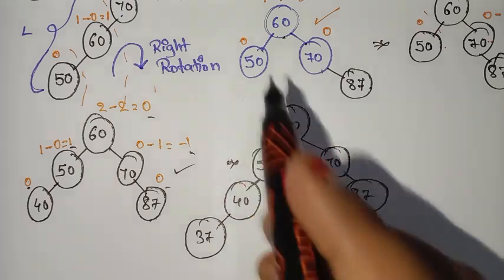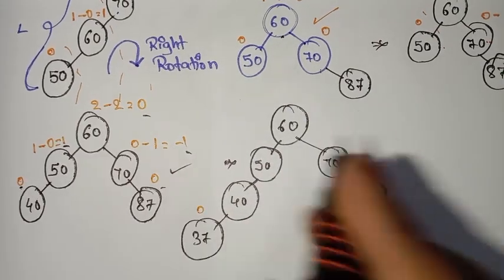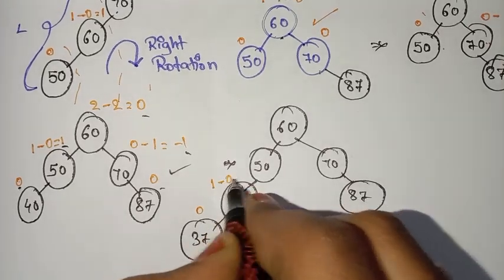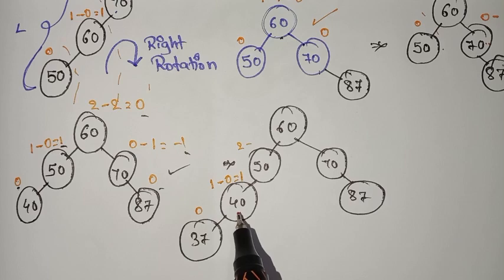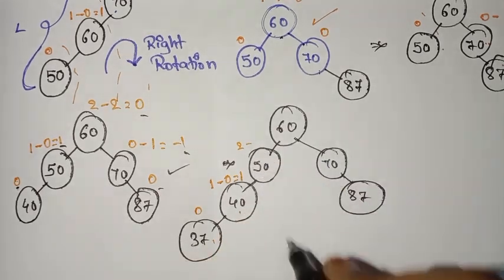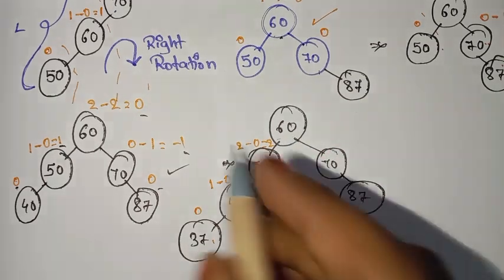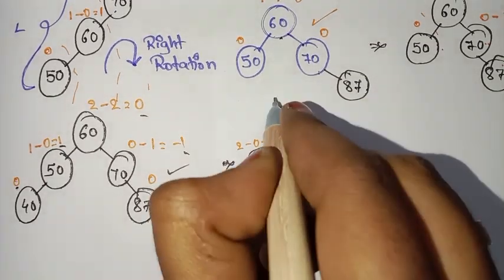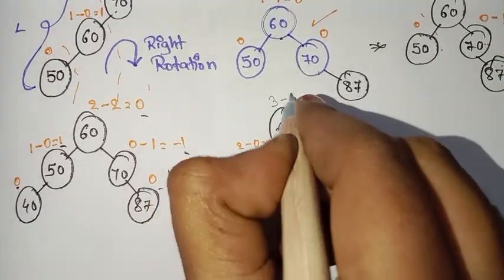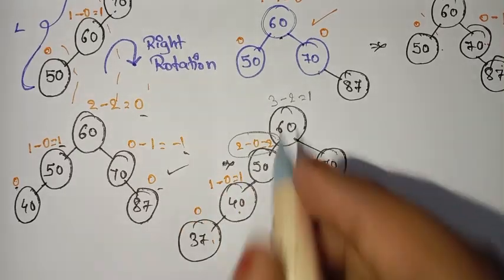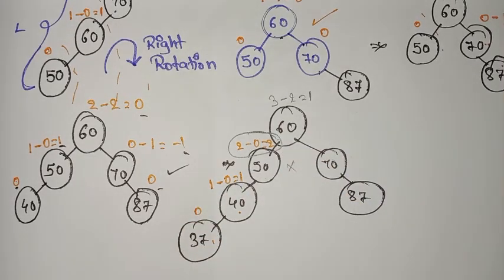Now I am finding the balancing factor. Here 0. For 40, the left subtree is there, 1, and there is no right subtree, 0. It is 1. For 50, 2 left subtrees are there, 40 and 37, and there are no right subtrees. So it is 2. Also see here for 60, 3 left levels are there and 2 right levels are there, so it would be 1. But what is happening here? I am getting 2 as the balancing factor, so it won't follow the height balanced tree.